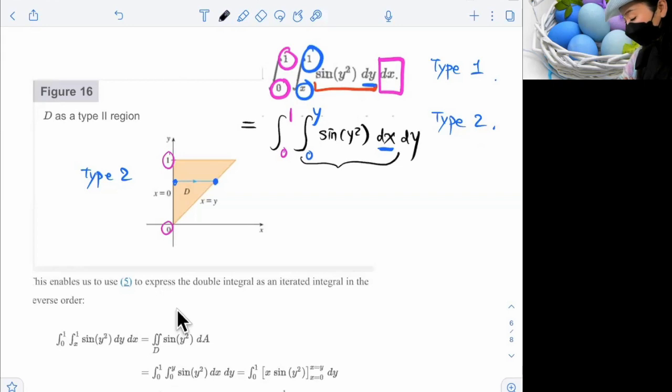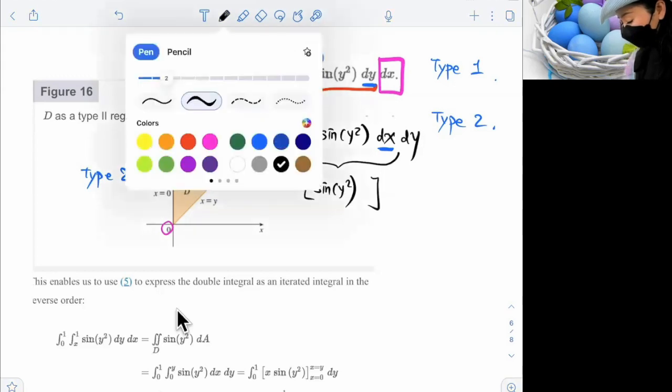Okay, so what will be the antiderivative of sine of y squared with respect to x? It is because the y here is considered as fixed when you integrate with respect to x. So sine of y squared is considered as a constant. So we just have that constant, and then multiply with x, right?